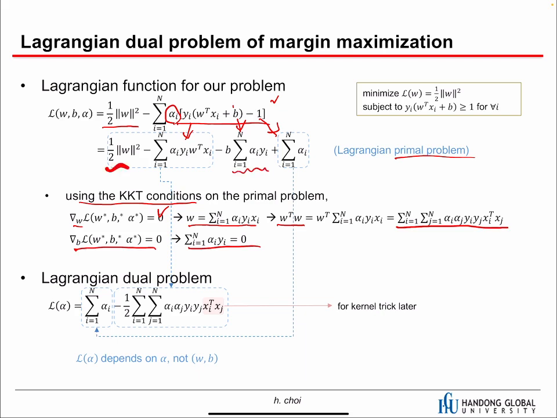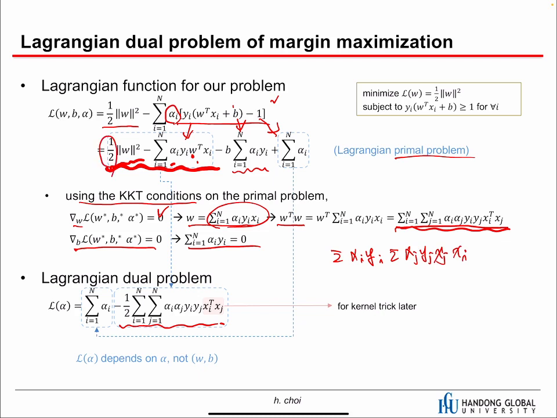Okay, and then now these two terms will be this one, because this one can be rewritten by this one, and then this one also alpha i y i, and if we use this W, like summation alpha j y j x j and x i, it's basically the same as this one. So since we have 1 over 2 and this one is a minus 1, we have minus 1 over 2. Then this term goes to here. So this is the Lagrangian dual problem.